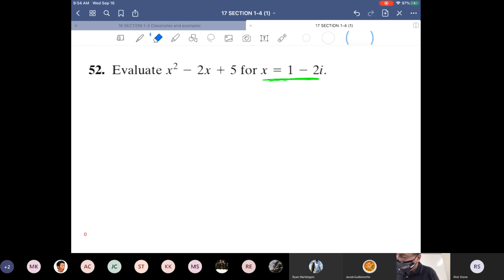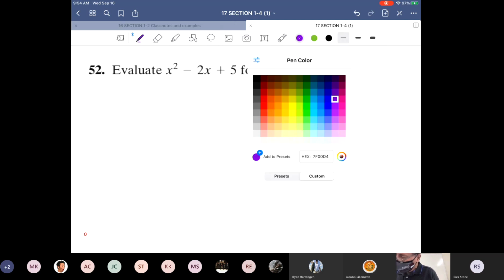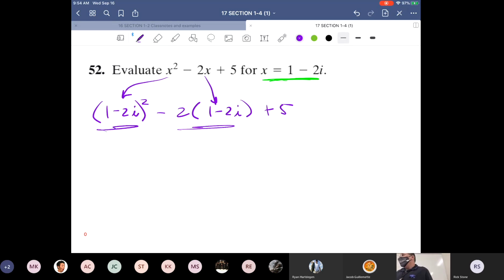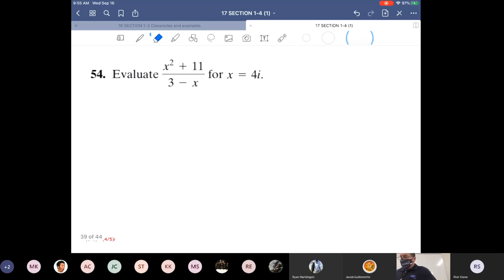So if I do that, I could come down here and say 1 minus 2i squared minus 2 times 1 minus 2i plus 5. All I did was wherever there was an x, I put in what they told me x equals. And how would I go about simplifying that? I'm going to FOIL this, I'm going to distribute that, and then I'm going to combine my like terms, right? Same kind of thing there.